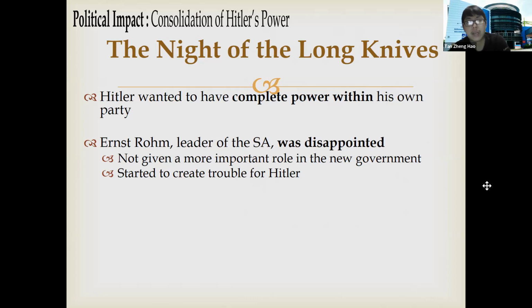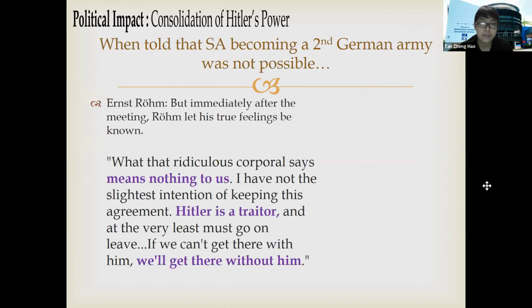He thought he would be given a more important role, and he started to create trouble for Hitler. One of the things Ernst Röhm said was that what that ridiculous corporal says means nothing to us. I have not the slightest intention of keeping this agreement. Hitler's a traitor. At the very least, he must go on leave. If we can't get there without him, we'll get there without him.